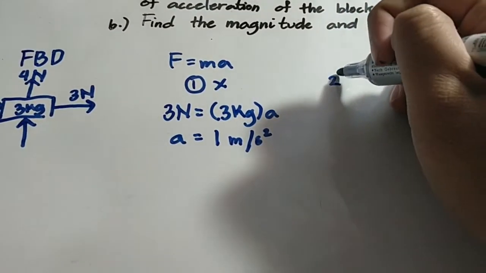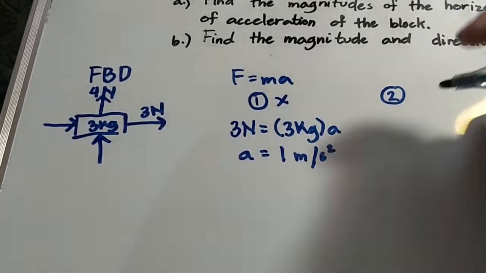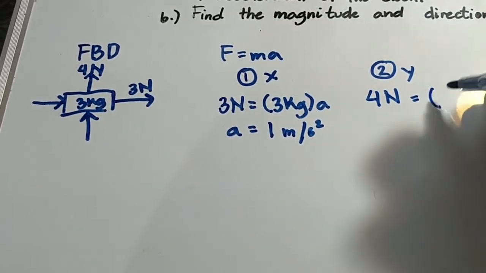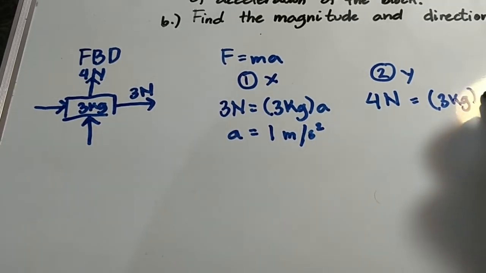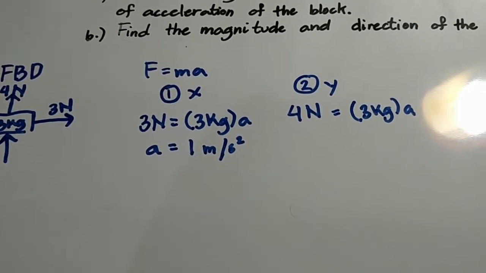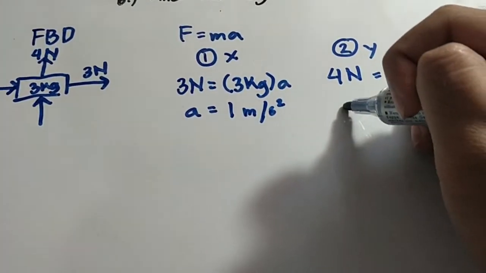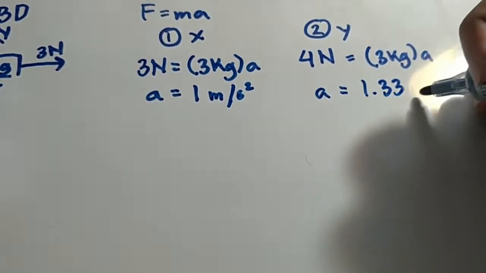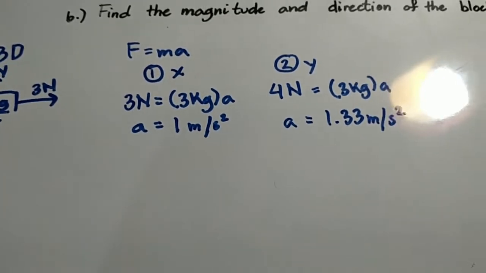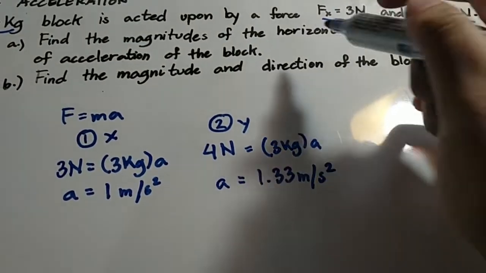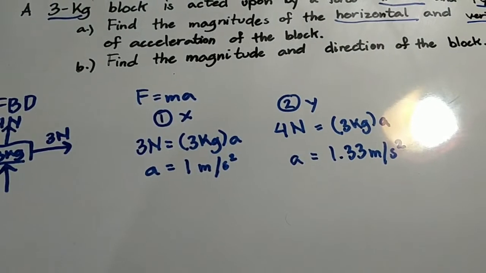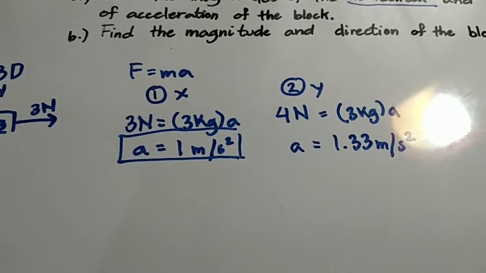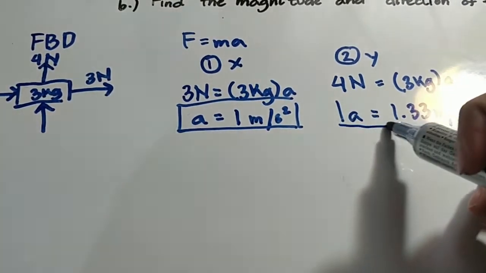Ngayon naman, sa second equation, 4N, ito naman ay in terms of y. 4N is equal to quantity 3 kilograms times acceleration. Divide both sides by 3 para makuha natin ang acceleration. Acceleration is equal to 1.33 meters per second squared. So, nakuha na natin yung acceleration in the horizontal and vertical. Ngayon, nasan dito ang horizontal? Ang horizontal, itong 1 meter per second squared. Ngayon, ang vertical naman is itong 1.33 meters per second squared.